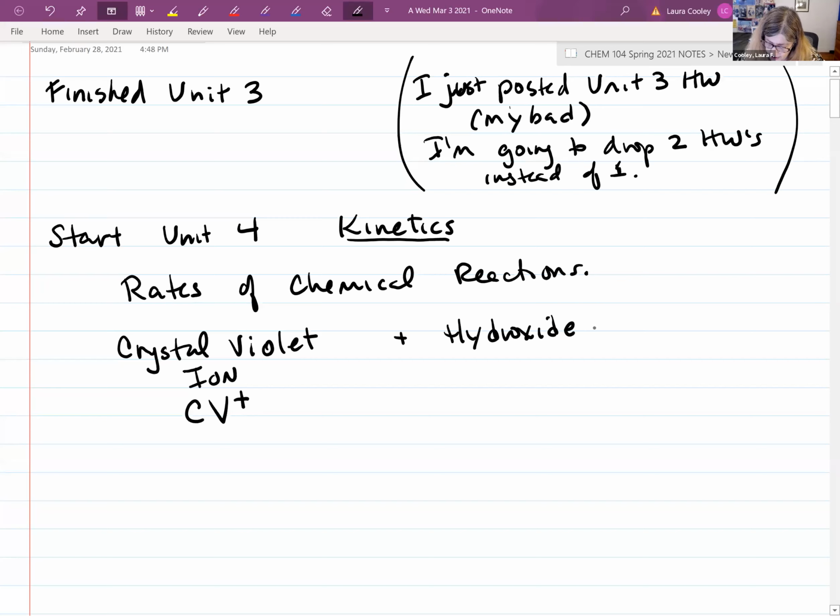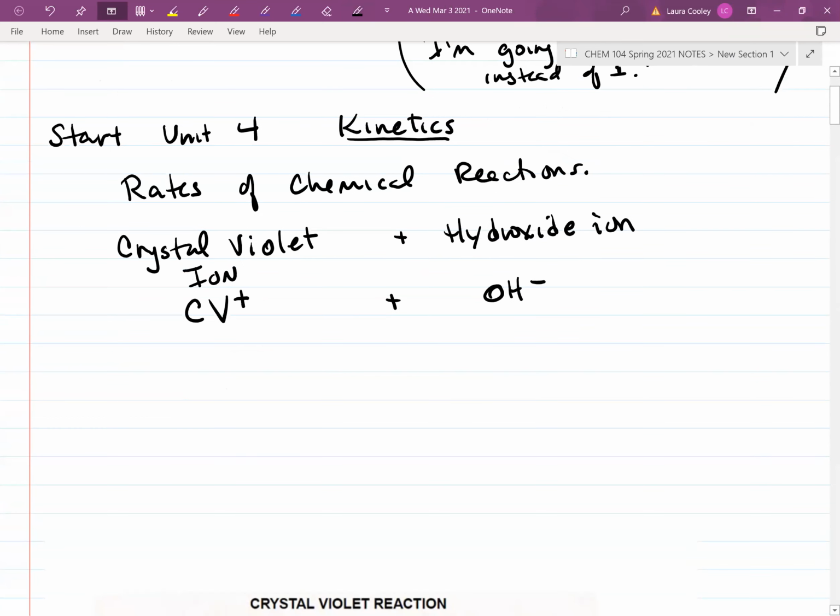What's the hydroxide ion? Anybody know what the formula is for hydroxide? OH group. OH minus. Good. All right. And then it just forms a product, which I'm going to show you. Actually, I should have a picture of the reaction. But the basic idea is that this is that purple color, right?